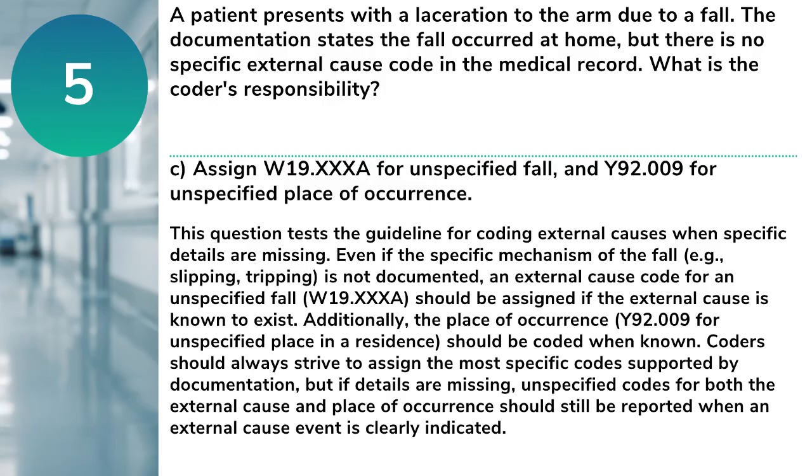Additionally, the place of occurrence, Y92.009 for unspecified place in a residence, should be coded when known. Coders should always strive to assign the most specific code supported by documentation, but if details are missing, unspecified codes for both the external cause and place of occurrence should still be reported when an external cause event is clearly indicated.